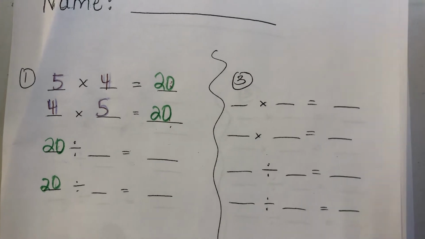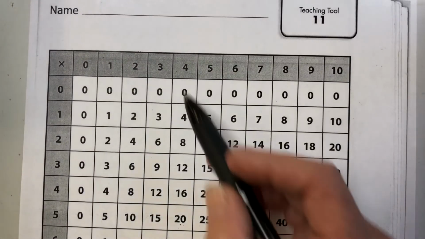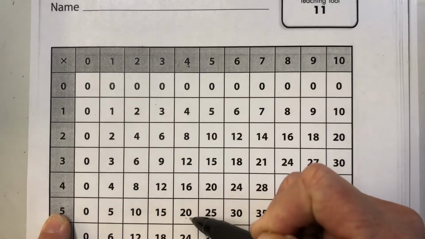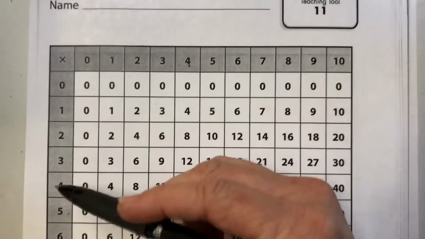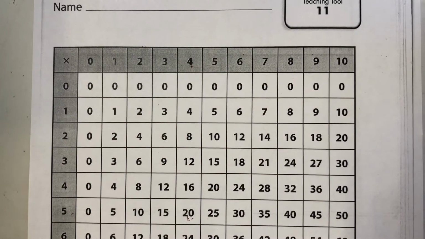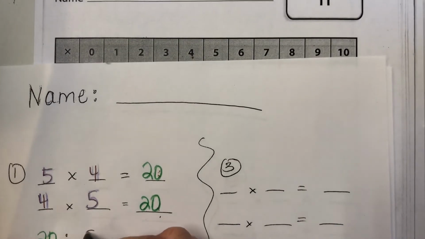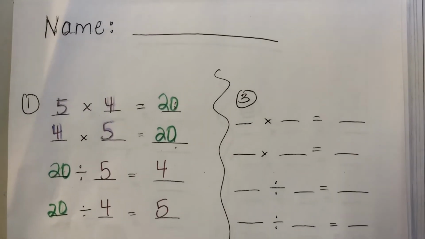Okay? And we're going to go 20, what? Divided by 5 equals 4, and 20 divided by 4 equals 5. Do you see it? Yes.